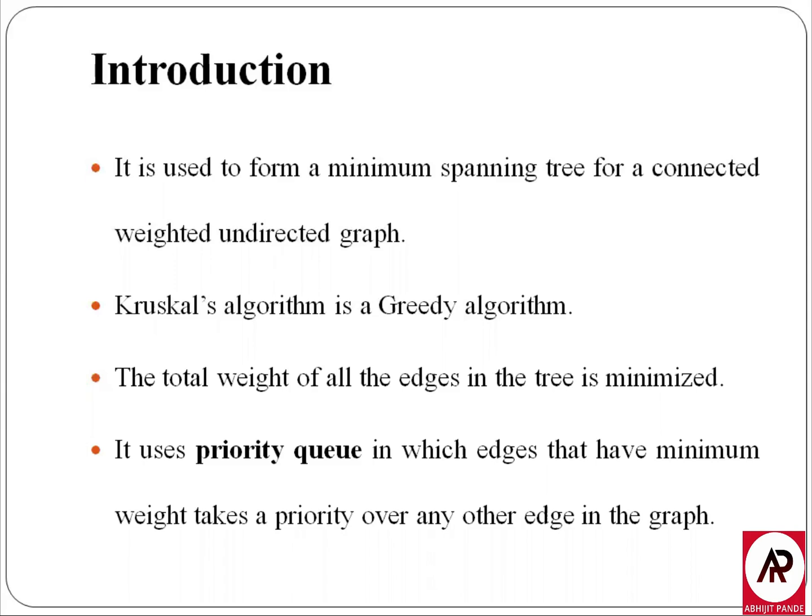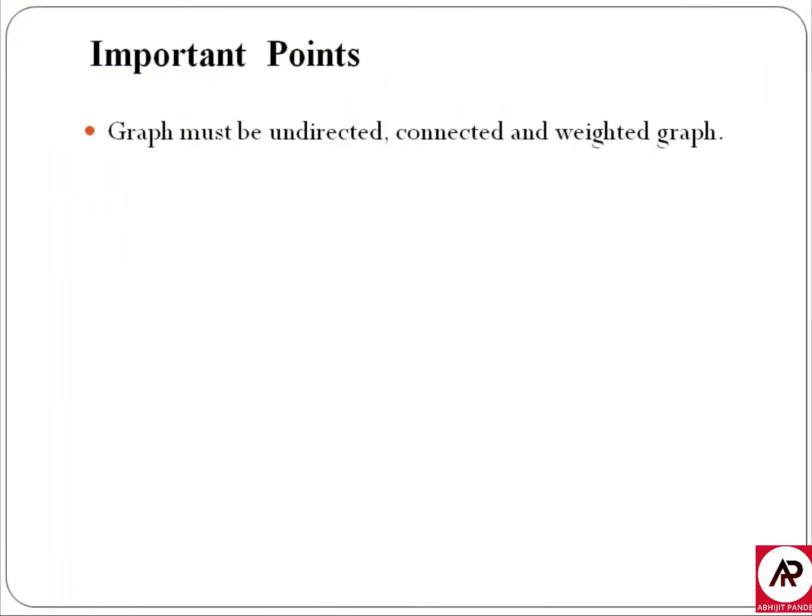Let us now discuss some important points that need to be considered while solving the numerical which is based on Kruskal algorithm. Now for Kruskal's algorithm to be applied, the graph must be undirected, connected and weighted. A connected graph is a graph in which there is no isolated vertex. Isolated vertex means a vertex whose in-degree and out-degree are equal to 0.